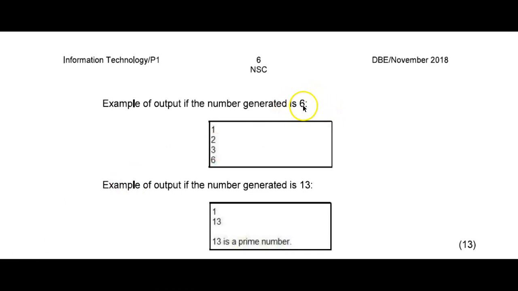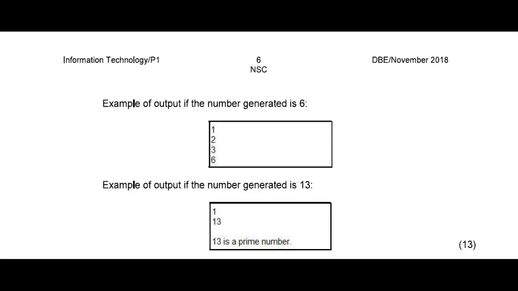You can see here 6 is generated randomly and then the factors are displayed, but it's not a prime number. Whereas when 13 is generated, we have 1 and 13 as the only two factors, and 13 is a prime number. Press pause, try it yourself. I'll show you the memo soon.